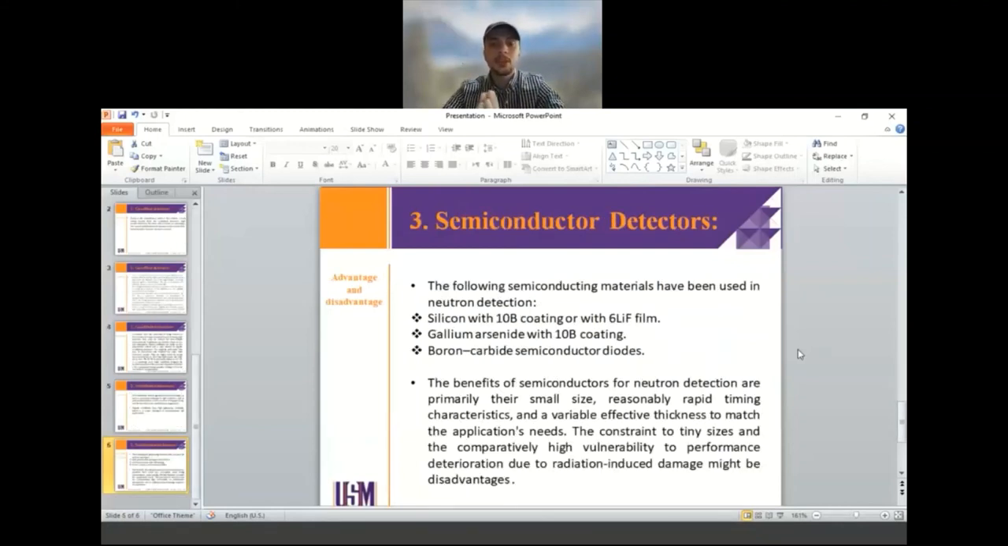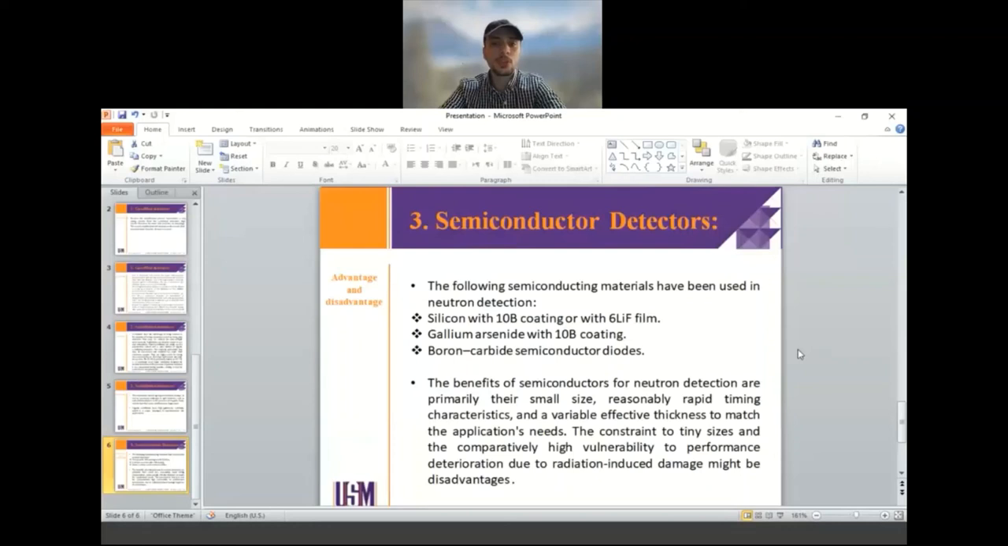In the last, semiconductor detectors, advantages and disadvantages. The following semiconductor materials have been used in neutron detection. First, silicon with boron-10 coating or with lithium-6 film. Gallium arsenide with boron-10 coating. Boron chloride semiconductor diode.